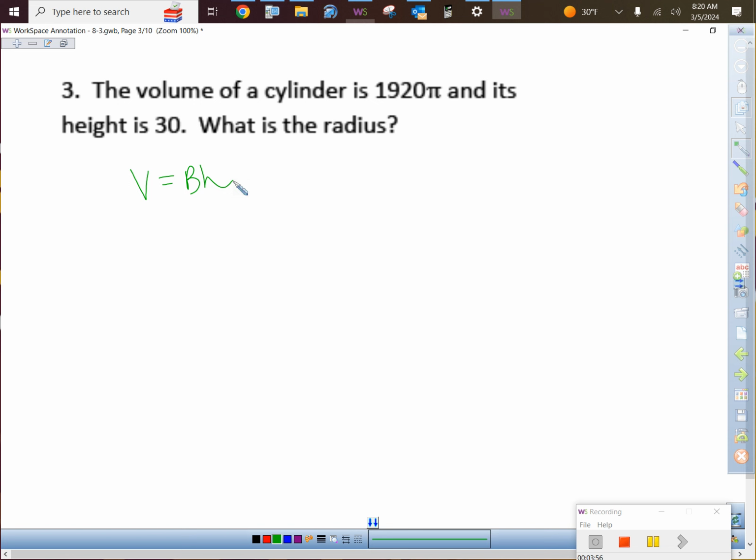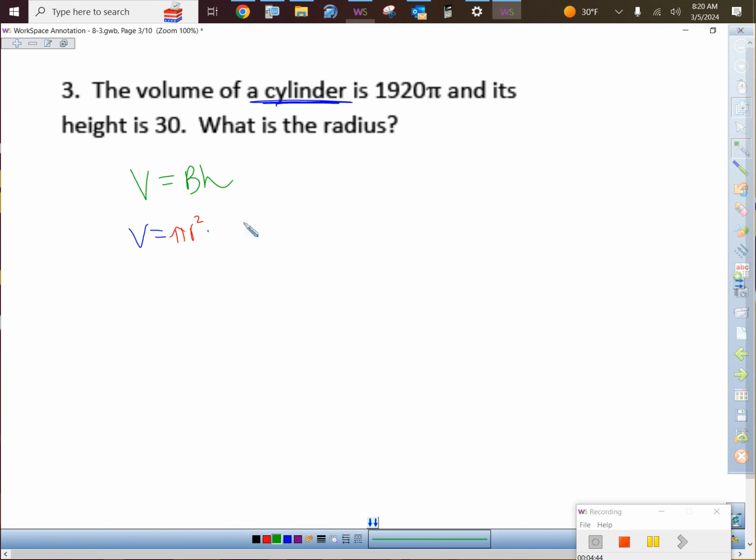Area of the base. So can we please change the capital B to the very specific formula for area of the base? What shape is the base of a cylinder? It's a circle. I want the area of a circle. So what should we put in the place of the capital B? Pi r squared.